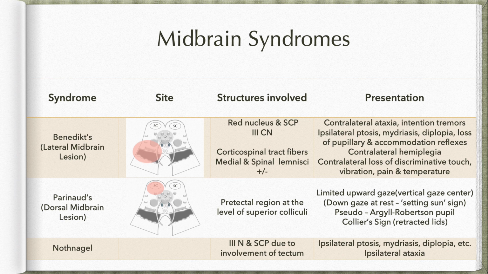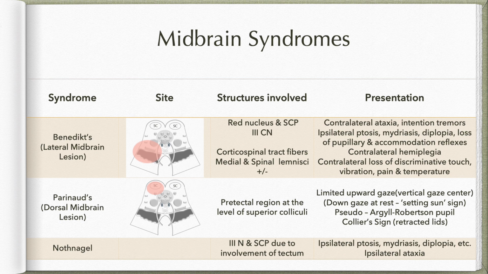Now coming to Parinaud's syndrome, otherwise known as dorsal midbrain lesion. This involves the superior colliculus level as well, that is the tectal region at the superior colliculus level, including the pretectal region. So what we have is limited upward gaze because of the involvement of vertical gaze center. So when you look at the patient's eyes in the resting position, the iris will be pointing downwards, resulting in the typical what we call a setting sun sign because of the down gaze at rest.